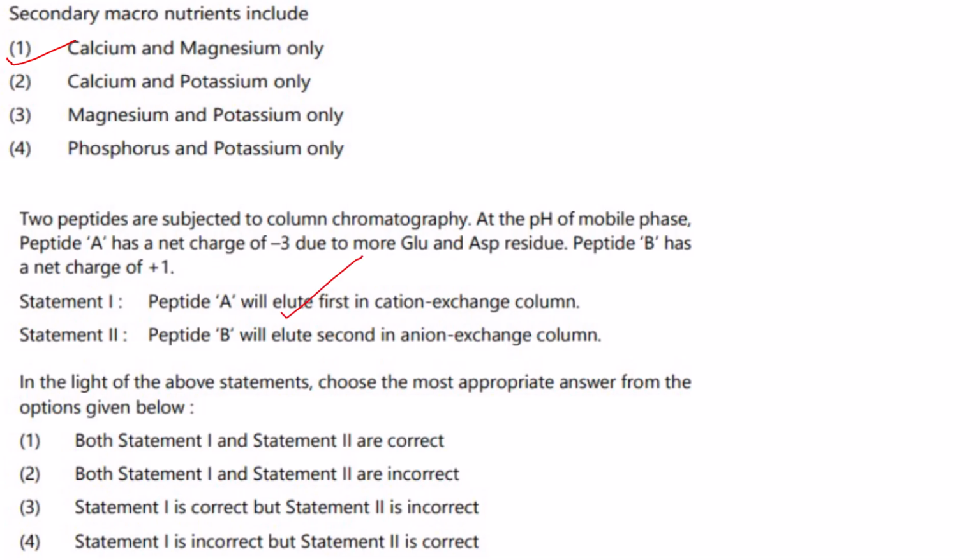Statement 1 is correct. Now peptide B will elute second in an anion exchange column. Anion exchange columns have a positively charged resin. So peptide B will not bind to the anion exchange resin and it will elute first, not second. So statement 2 is incorrect. So statement 1 is correct, statement 2 is incorrect. That makes option 3 your answer.